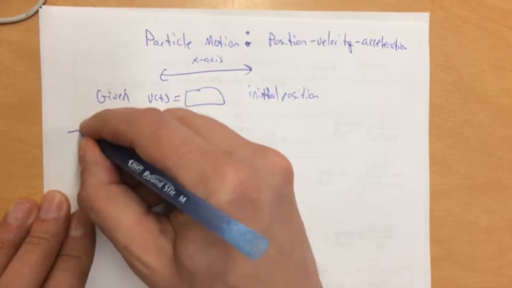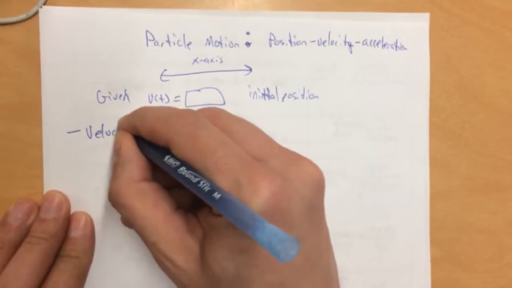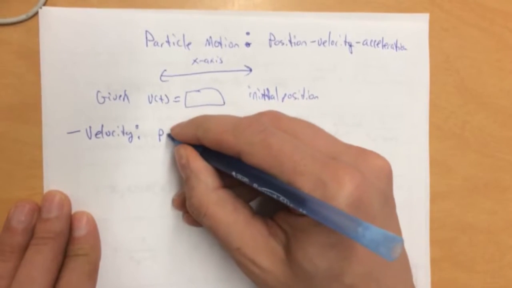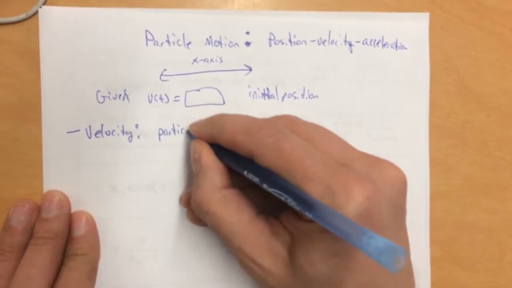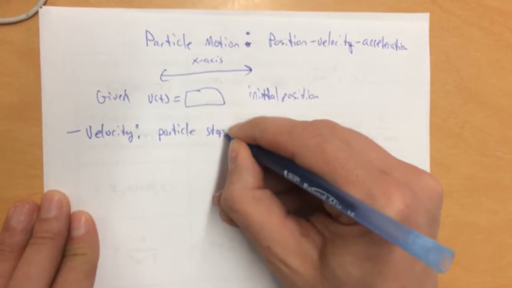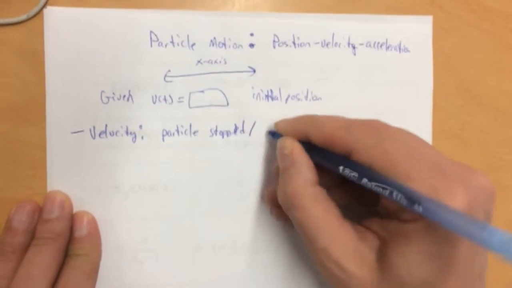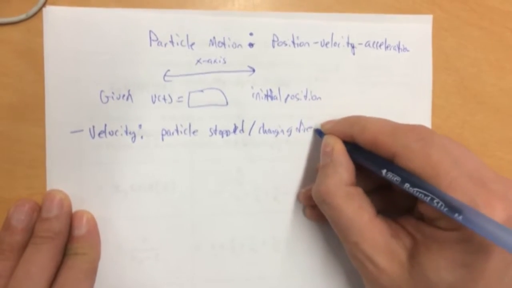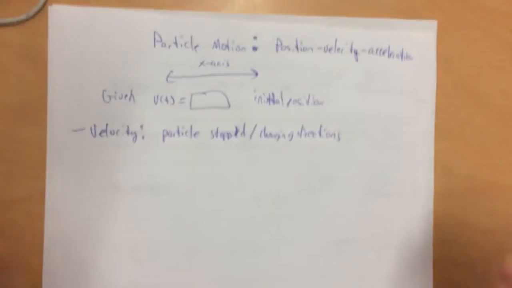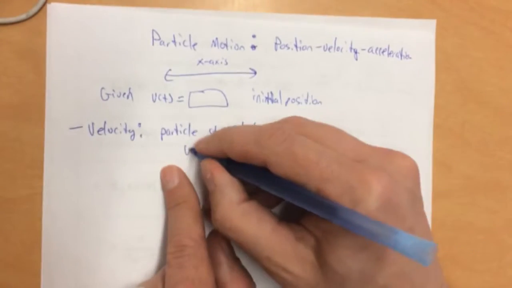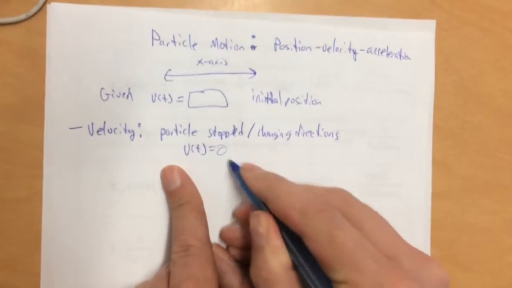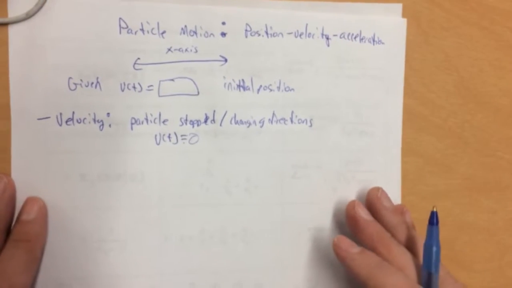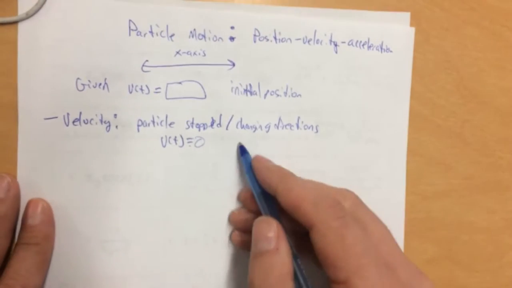The first type of questions they can ask you are questions directly about the velocity. So what are some things they can ask? Well, they can ask when the particle is stopped or changing directions. And for those questions, we want to look at the velocity directly, because the velocity being 0 tells you when the particle is stopped. And at 0, it will change directions, although it could change directions if it's undefined as well. So that's what we're looking for.